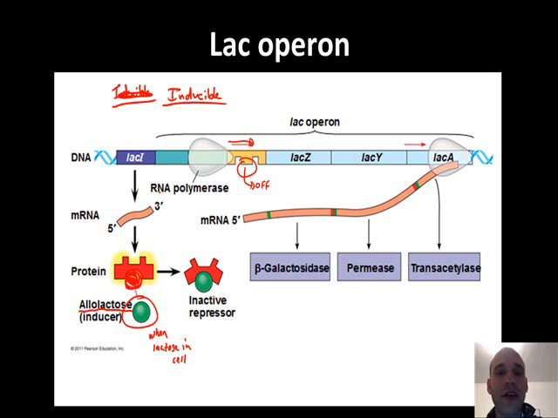Okay, but something else important to understand is that both the lac operon and the trp operon are examples of negative regulation of gene expression.